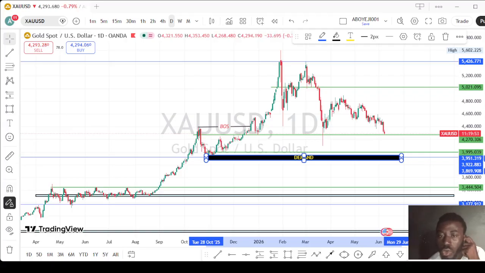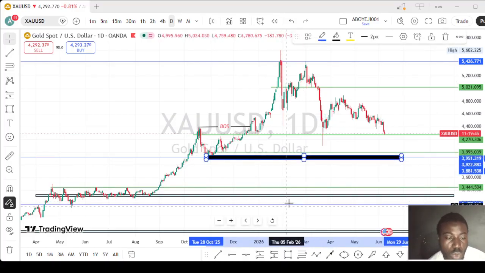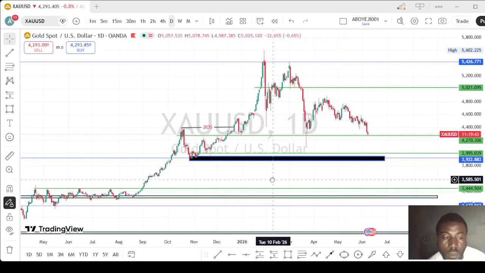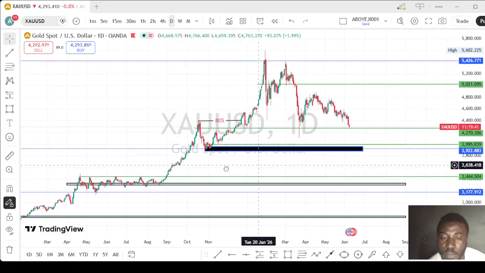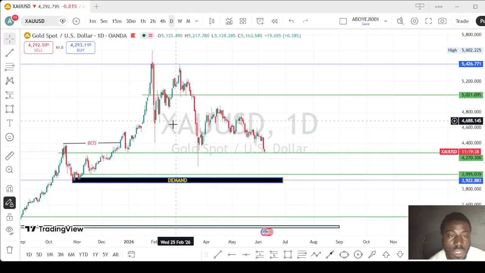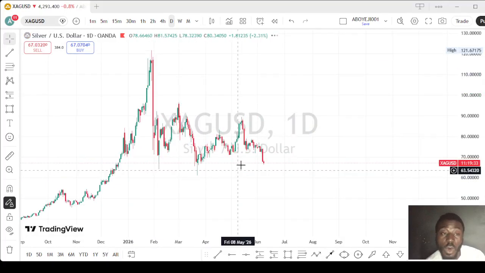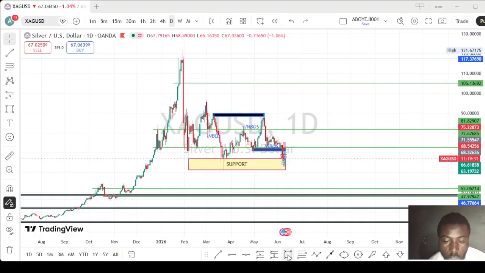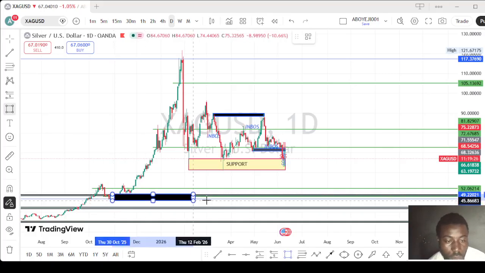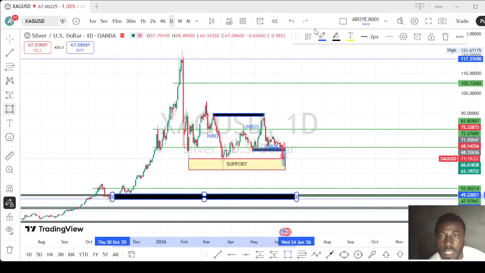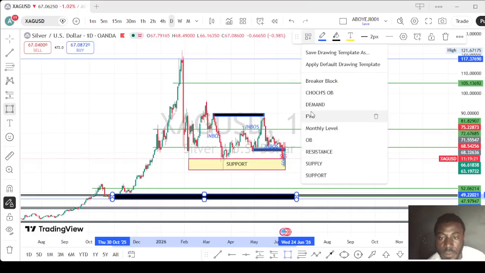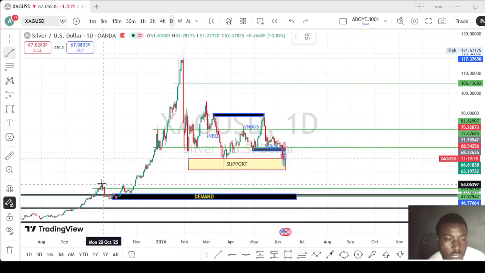So this is our demand. So if this demand does not hold, this definitely is coming to this, what? It's going to this key level. So let's just be patient and be focused. This is the major demand, and you can see, sorry, on this also, this is the demand also here. You can see the demand, and this is the last break of structure here.